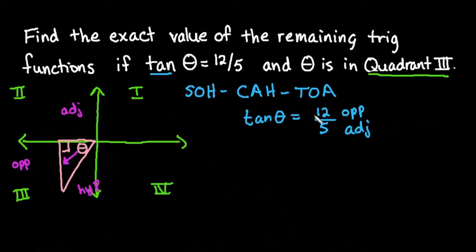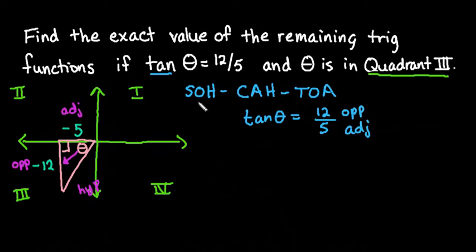So we're told that the opposite side is 12 and the adjacent side is 5. But we have to remember that we are in quadrant 3, so we have to think of the signs of both our x and our y coordinates. So this would really be -5 and -12, because -12 divided by -5 does give me a positive value. So make sure that you look at the signs of the sides of your triangle, because it will impact your other trig functions, so the sign is always important.